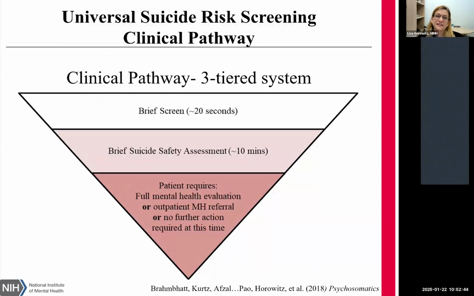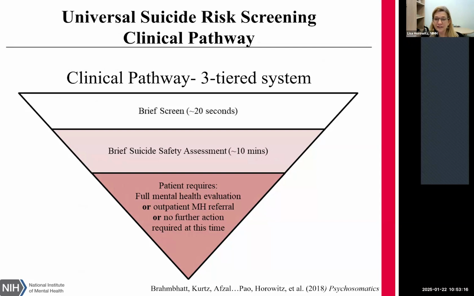Okay, so this is the clinical pathway that I've been talking about. These are the bare bones, right? It starts with a brief screen with the ASK, which we're training on today. One of the most important parts of the pathway is the second tier, the brief suicide safety assessment. That's going to further triage the screen. Because remember, we talked about the difference between screening and assessment, and we need that middle assessment. And that helps you determine the third part, which is, what does this patient need next?